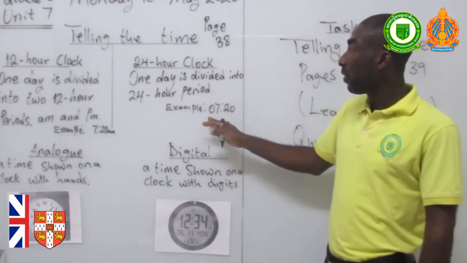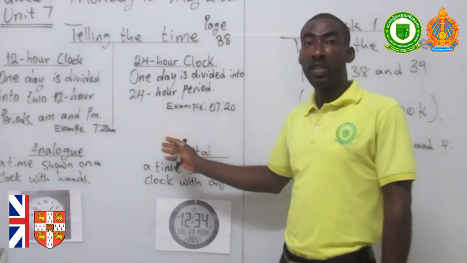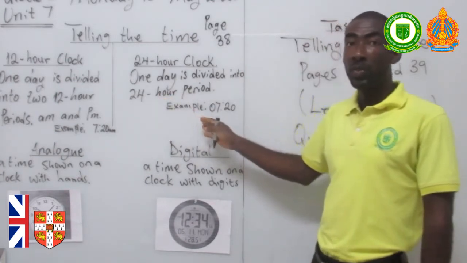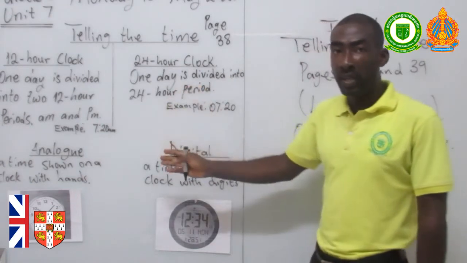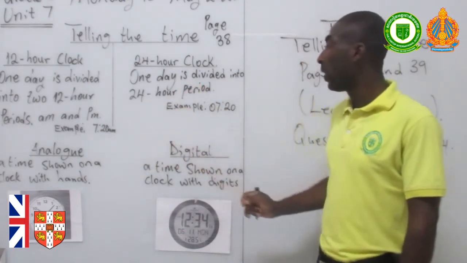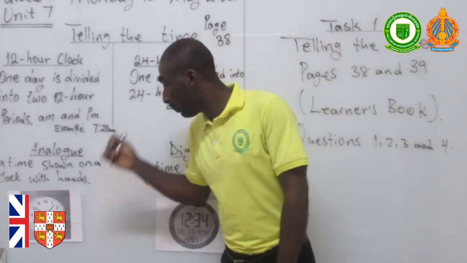However, with the 24-hour clock, you don't see PM or AM, but instead we are using 24-hour periods. So our time starts from 1 up to 23, and instead of going to 24, we go into 00, okay? So let's look at what an analog clock is.